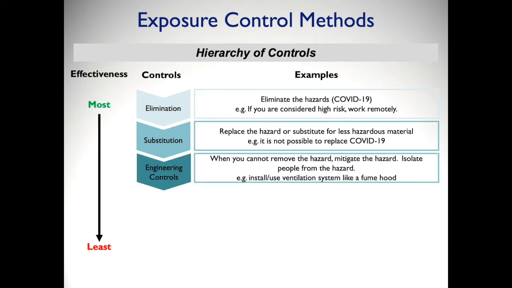The next most effective controls are engineering controls. When you cannot remove the hazard, you can mitigate the hazard by isolating people from the hazard. An example of this is installing or using a ventilation system like a fume hood, which is already in most labs.